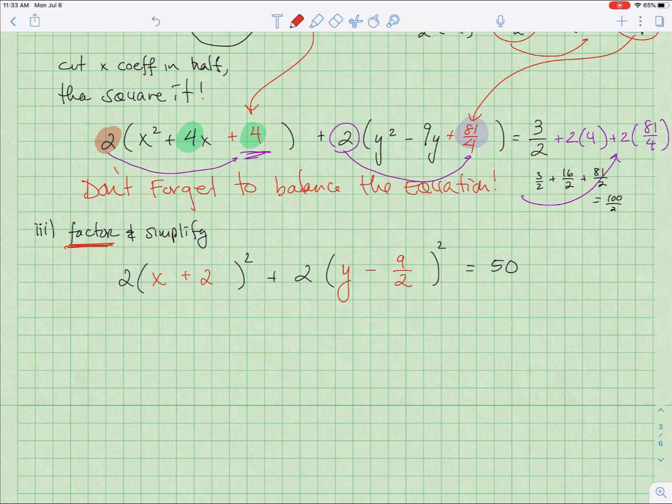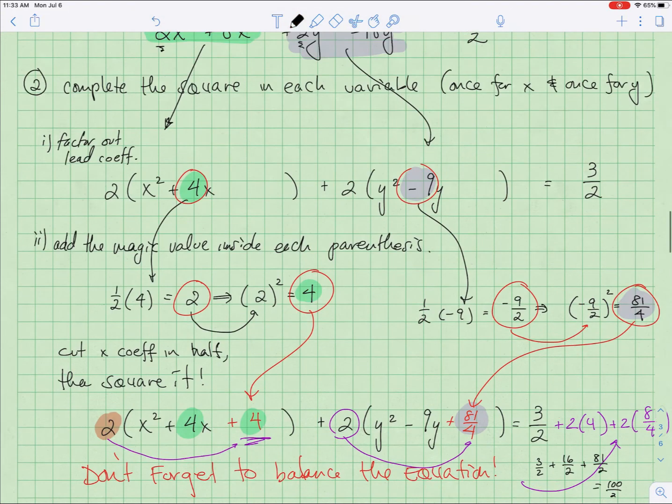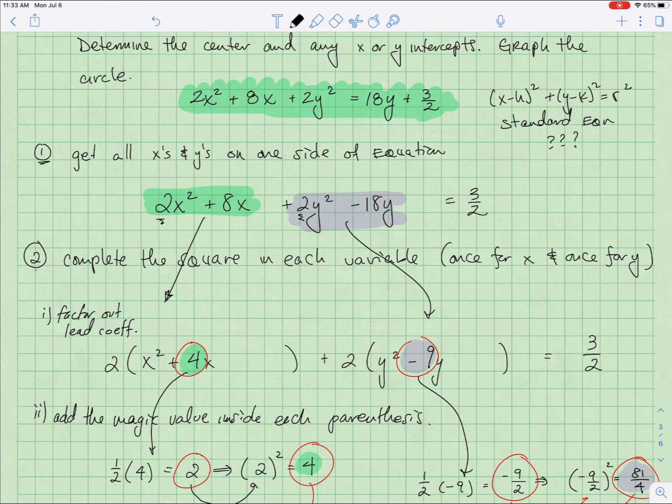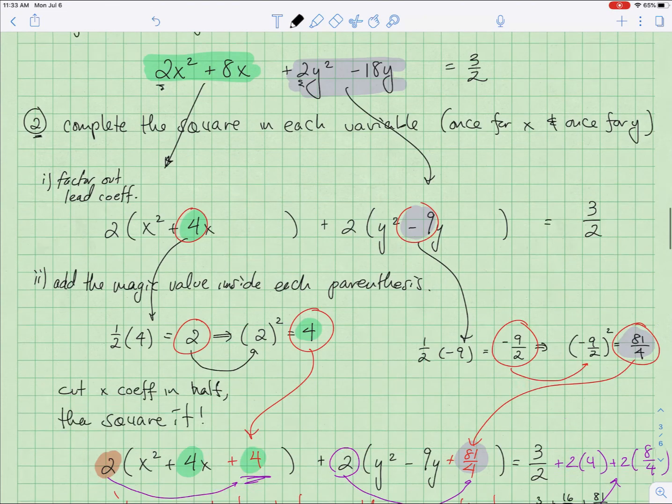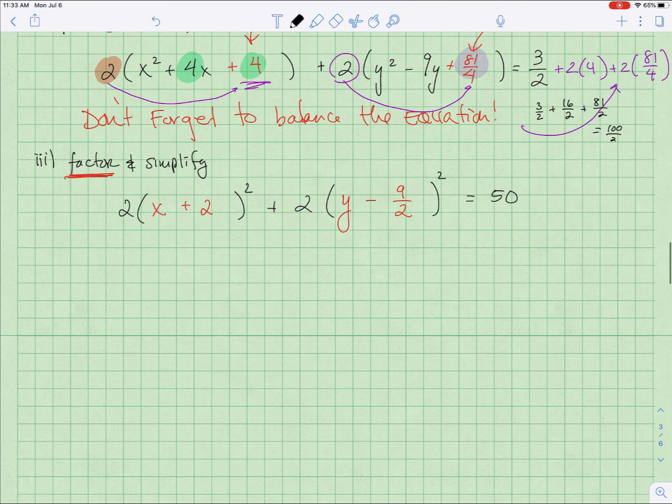And then to put it in standard form for step 3, our final step, let's see. Real step number 1, real step number 2, complete the square in each variable. And then step number 3.